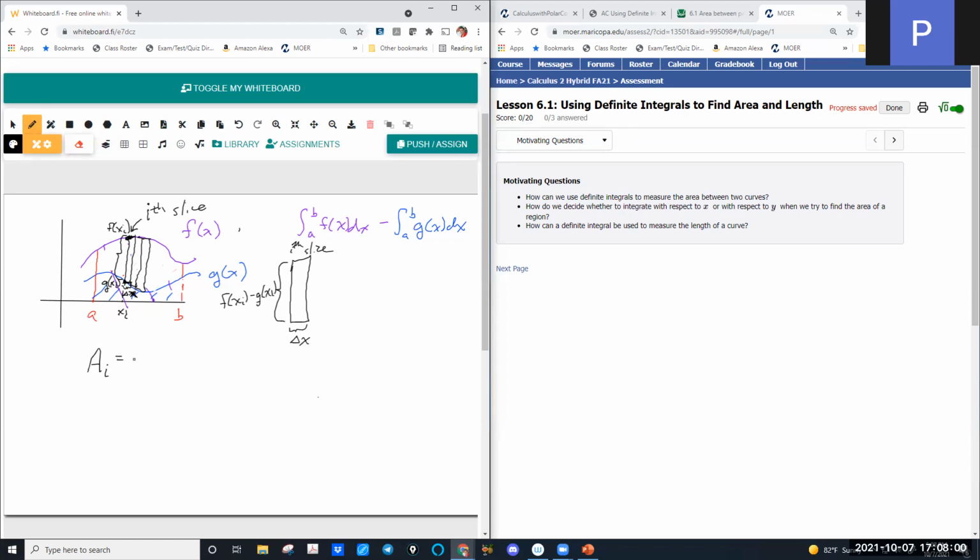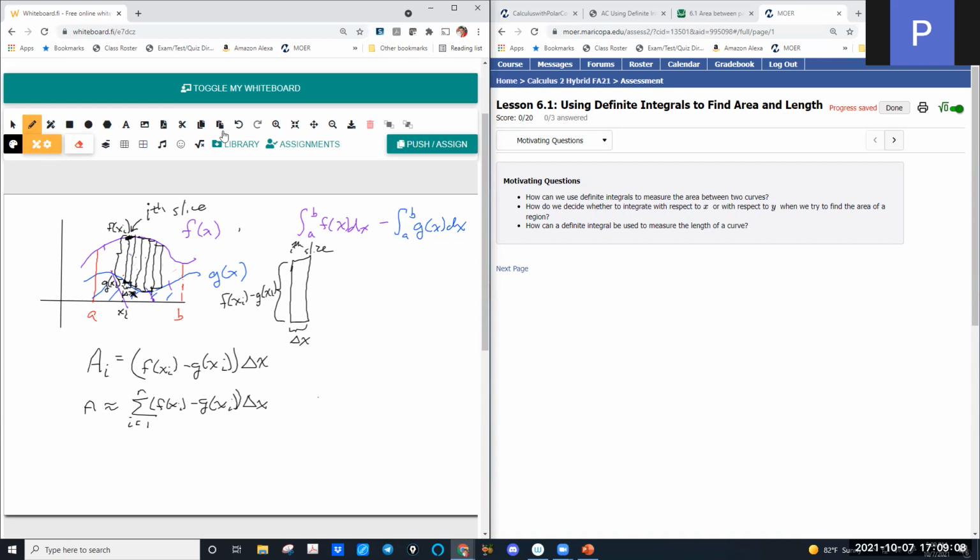Well, now we've got the height and width of our rectangle. So the area is f of x sub i minus g of x sub i times delta x. That's for just the ith slice. Then we approximate the area using a Riemann sum. The Riemann sum is going to go from 1 up to n of basically this. What we're doing with the Riemann sum is summing up all these rectangles. This rectangle, this rectangle, this rectangle, this rectangle, this rectangle. Okay? This idea is the same as our Riemann sums. It's just that we have the height between two curves instead of just a single curve. That will approximate the area.